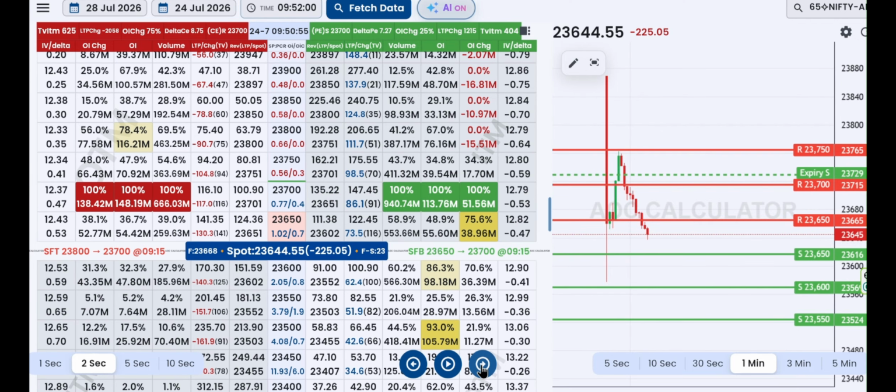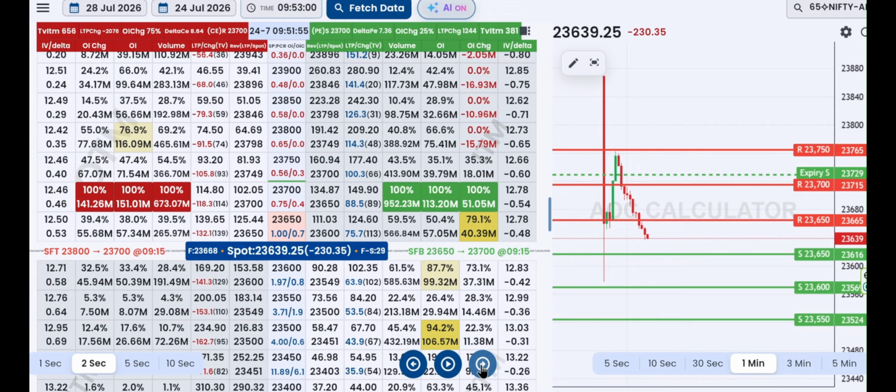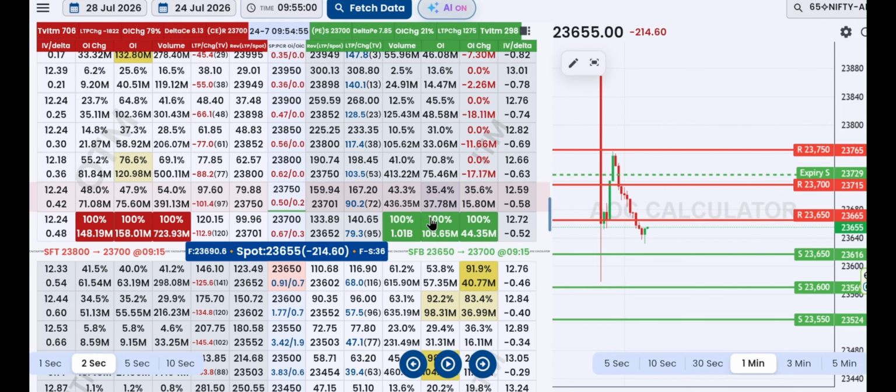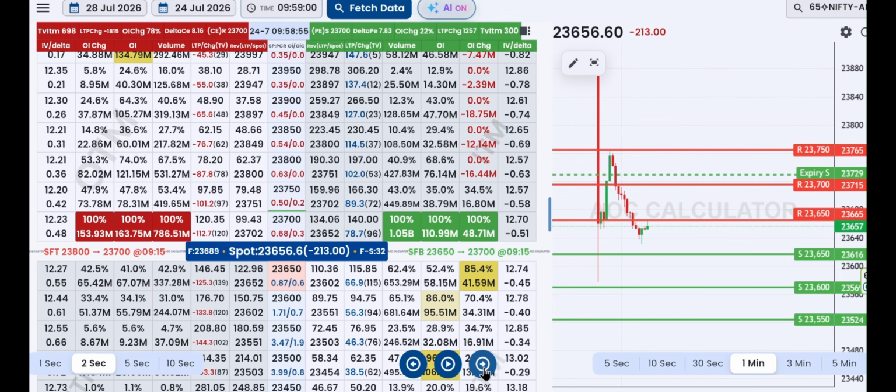We can also observe that put positions continue to close. At this point, the market is no longer in a bottom reversal setup. Instead, it has entered a continuous sell entry setup. Why? Because the strong support at 23,700 has already been broken.